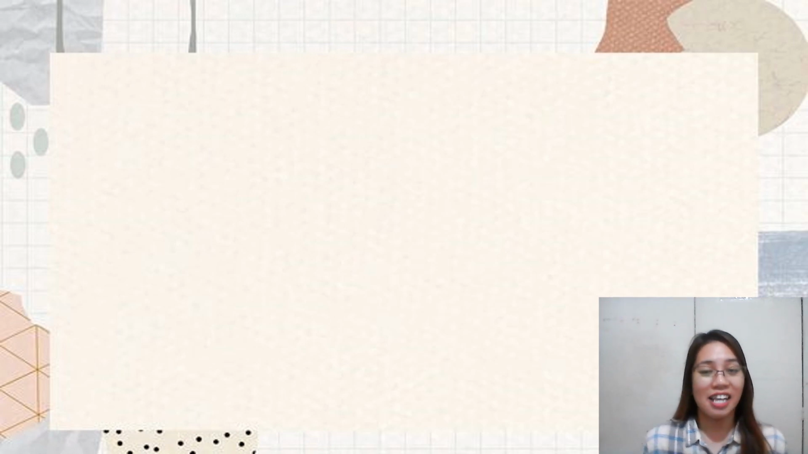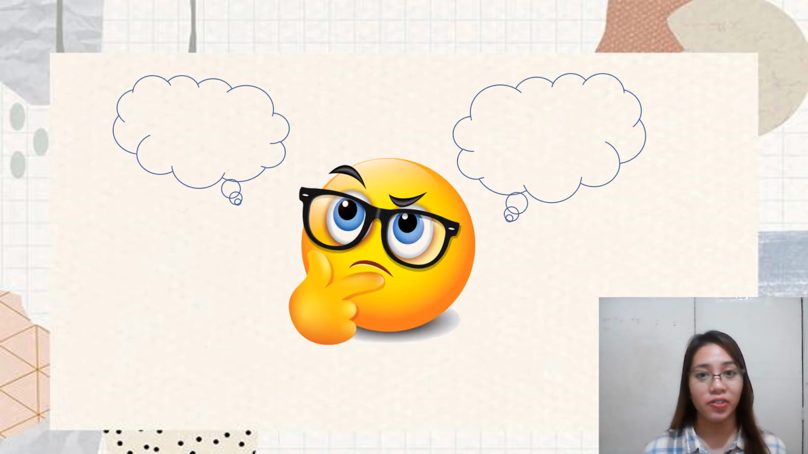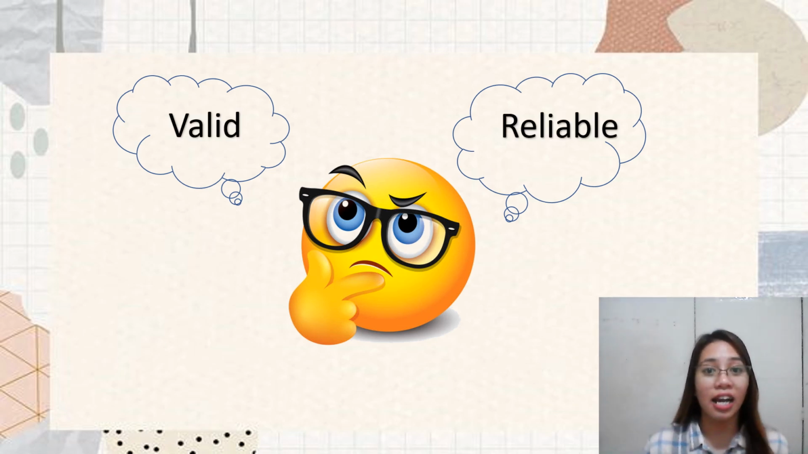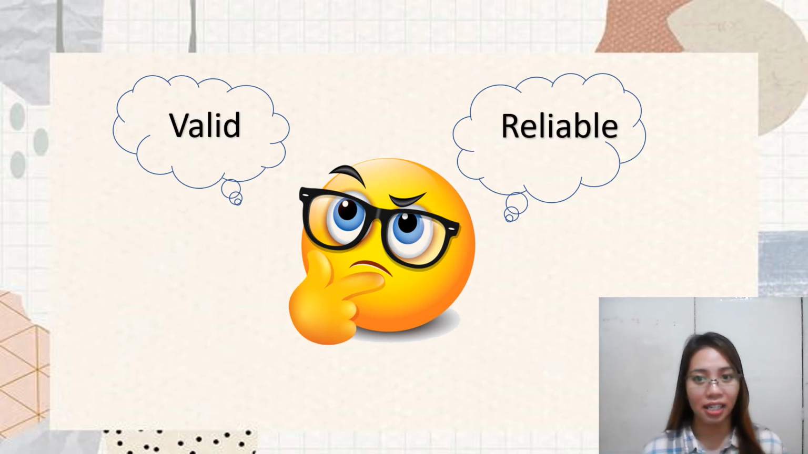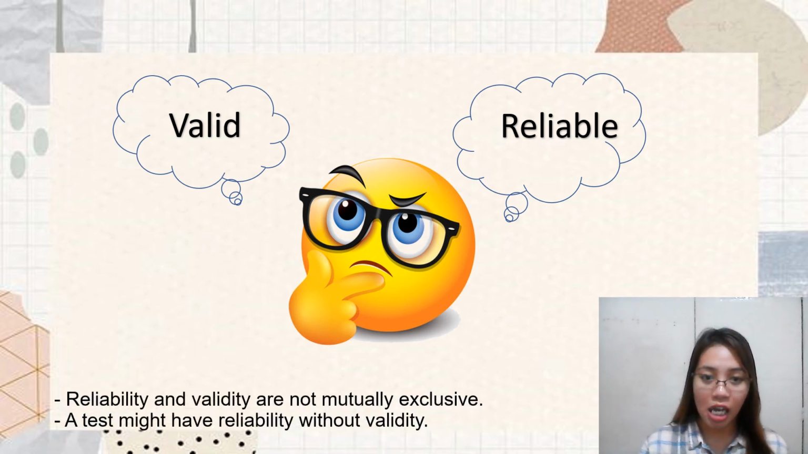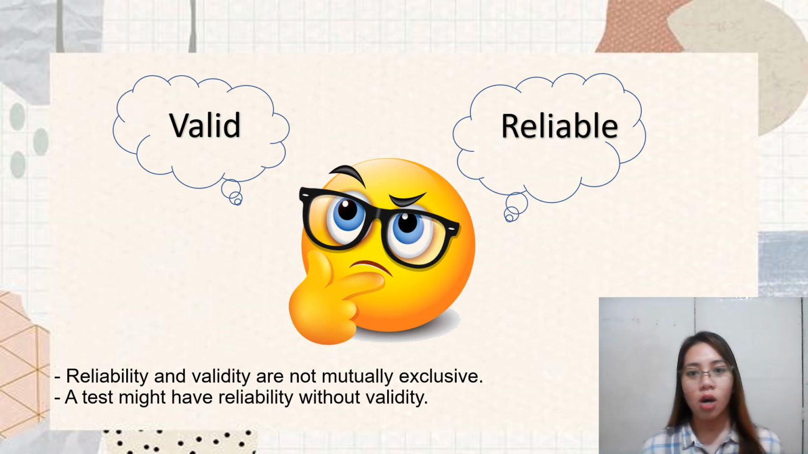Next, can a test be valid but not reliable? According to some writers, reliability and validity are not mutually exclusive. A test might have reliability without validity. This is due to the possibility that a test may yield consistent results while not truly assessing the intended outcomes.